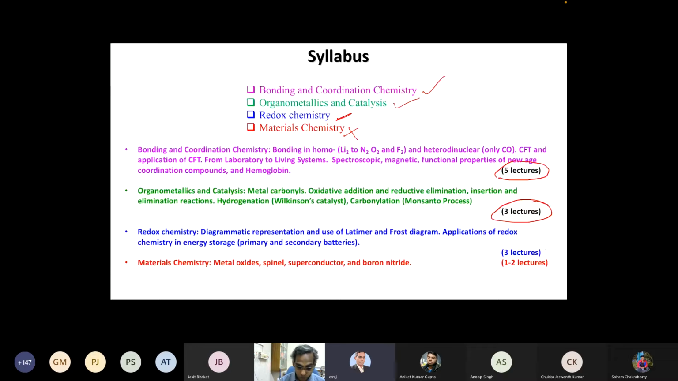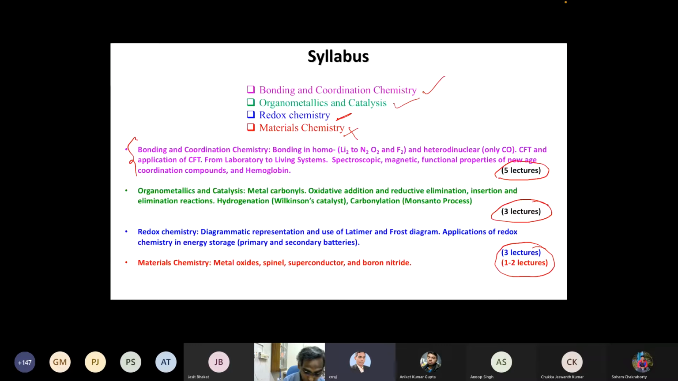Okay. So we'll start from today with bonding, and then we'll go to the coordination chemistry. And bonding will be restricted to the homonuclear diatomic first row elements. And for the heteronuclear, only one we will study, that is carbon monoxide. There's a reason for choosing carbon monoxide, because we will be dealing with carbon monoxide in the bioinorganic chemistry.